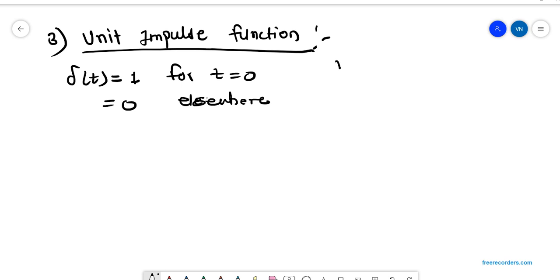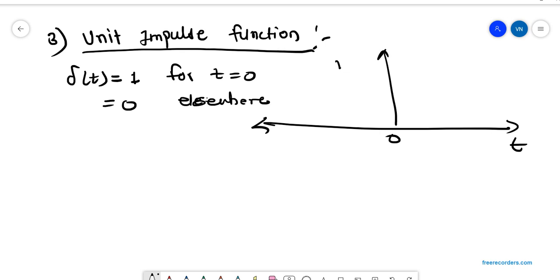So what is the meaning of this? The meaning is, this is t, we are having 0 time and this is a impulse function. So for a 0 time we are having a 1 amplitude, and for all other time the amplitude become 0. So this type of signal is called as a unit impulse function.